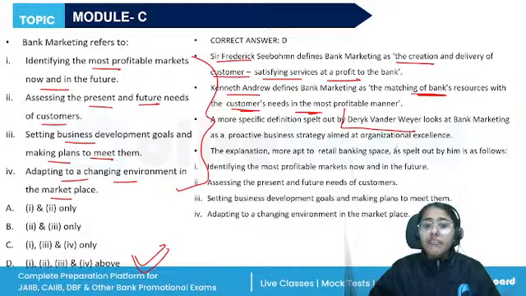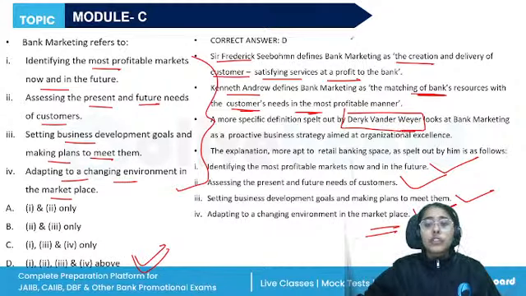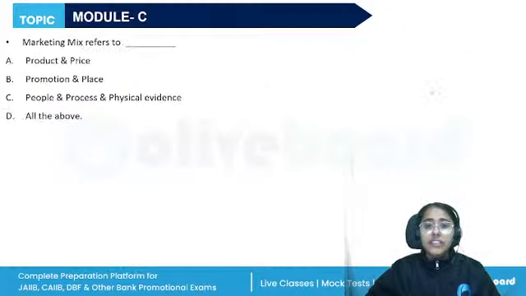According to this definition, retail banking space marketing refers to identifying the most profitable markets now and in the future, assessing the present and the future needs of the customer, setting business development goals and making plans to meet them, and adapting to a changing environment in the marketplace. So these statements are from the definition given by Derek Vander Veer. So you should remember these definitions.